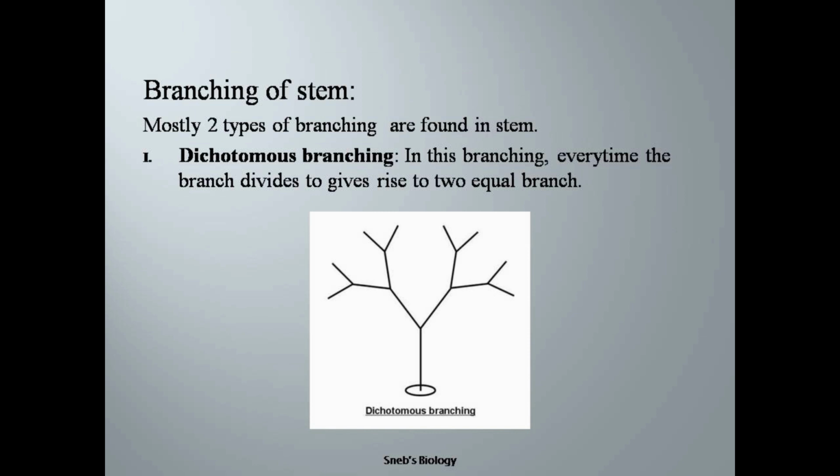Next, in trees, the stem is strong and mostly aerial, and we find mainly four types of branches. Sometimes there are some other branching. So how can the branching be? First is dichotomous branching. In dichotomous branching, every time the branch divides, it gives rise to two equal branches. For example, Dictyota.